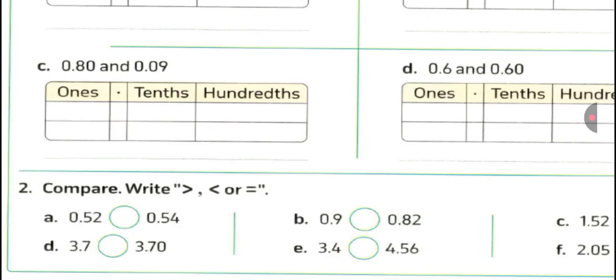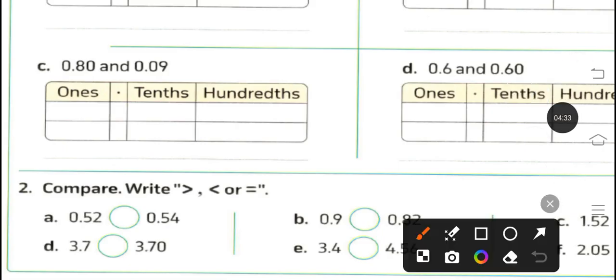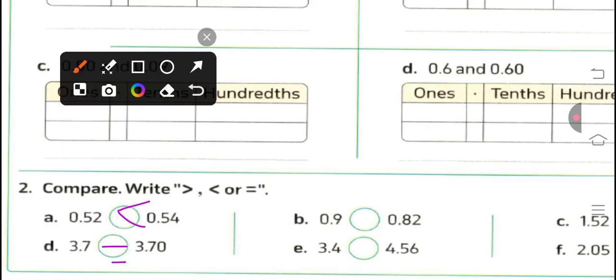Compare, writing greater than, equal to, or less than. 0.52 with 0.54. 0 and 0, 5 and 5, 2 and 4, so this is less than. 3.7 and 3.70. 3 and 3, 7 and 7, 0, they are equal, equivalent fractions. 3.7 over 10 with 3.70 over 100, equivalent decimals.